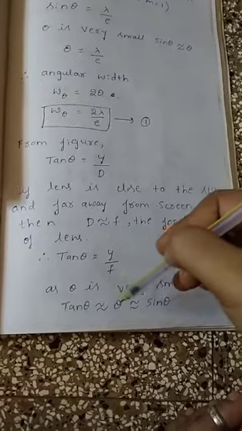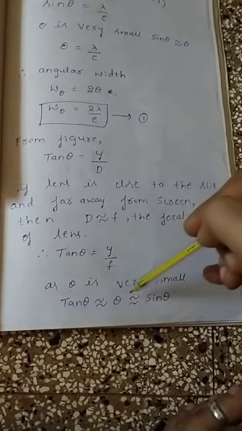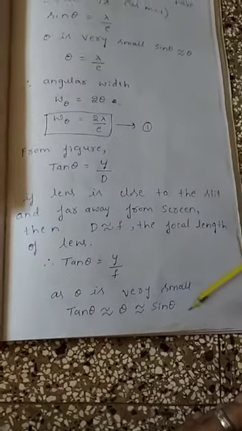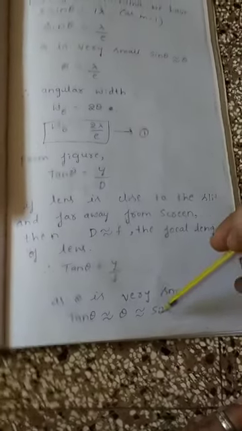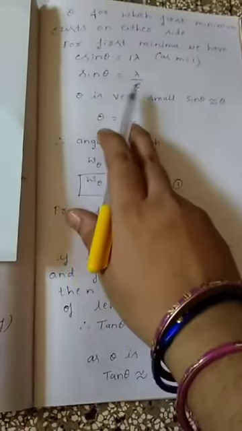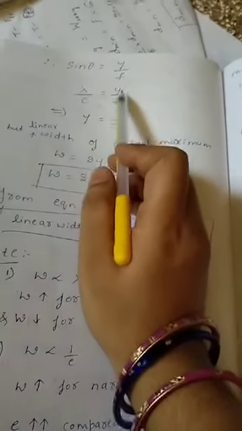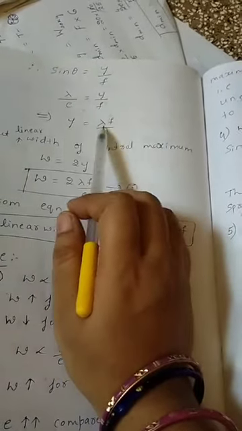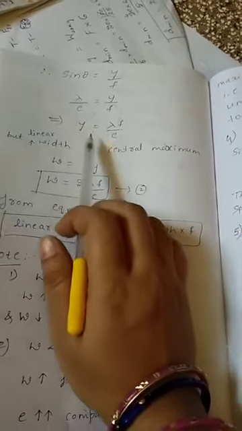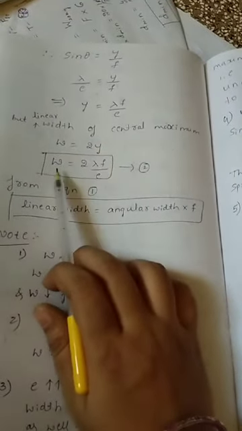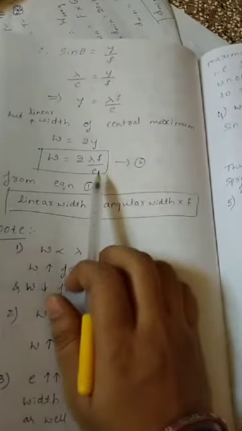You know that tan theta can be written as sin theta, for theta very small. Therefore if you replace tan theta by sin theta, sin theta can be written as lambda by a. So if I use that, I will get lambda by a is equal to y by f, or y is equal to lambda f by a. This is just y. If you want the linear width, it is 2y. Therefore I can write W is equal to 2 lambda f by a. I will call this equation number 2.